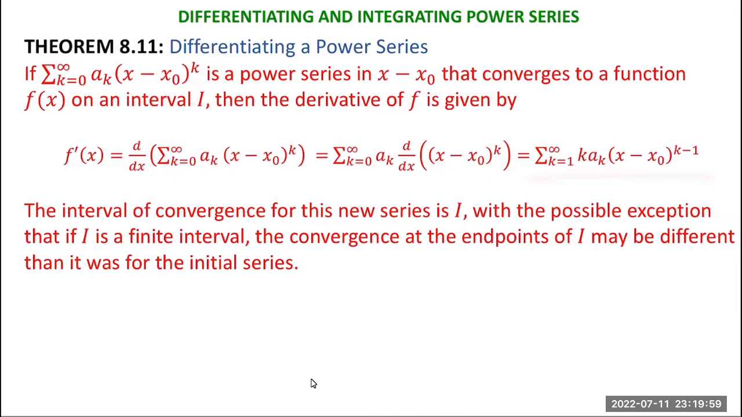You get this summation. And the interval of convergence for this new series is I, with the possible exception that if I is a finite interval, the convergence at the endpoints of I may be different than it was for the initial series. The convergence of this new series at the endpoints may be different from the convergence of the original series. You need to check what happens at the endpoints for this series.